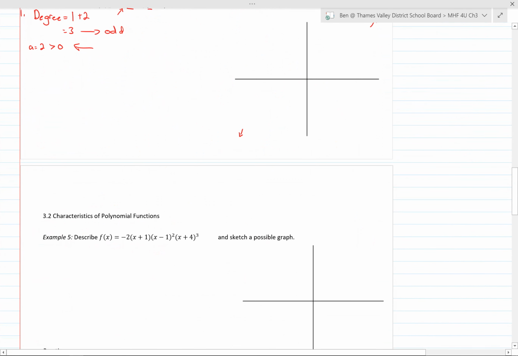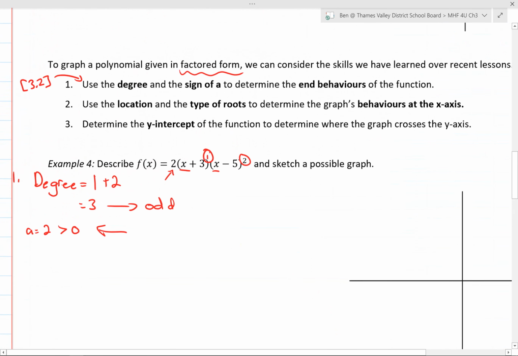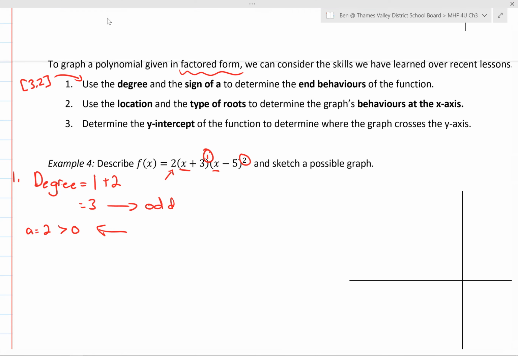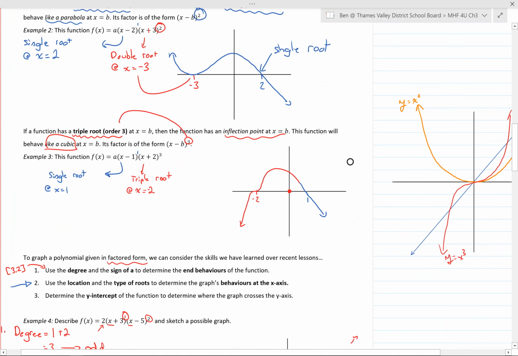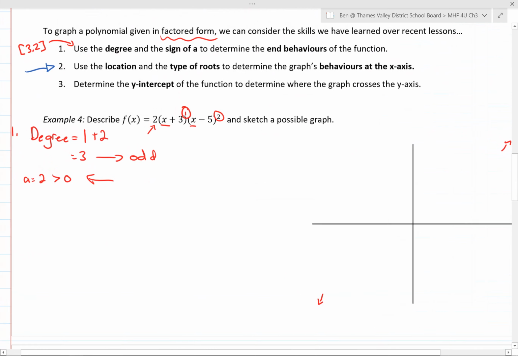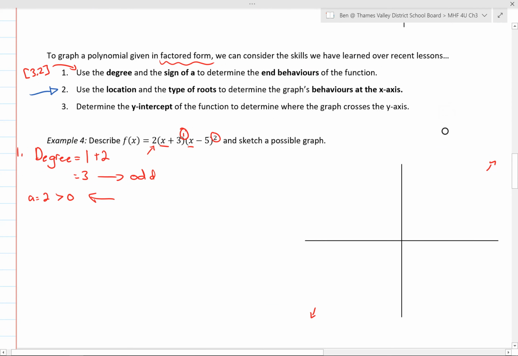Okay, now, whoops. Let's get back here. There we are. Number 2. Okay, so now we want to use the skills that we just learned today. We want to use the location and the type of roots to determine the graph's behaviors at the x-axis, and that is how our graph behaves. I'm sorry for the weird zooming, folks. Let's try and fix that. That is, this will tell us how our graph behaves right at its roots.